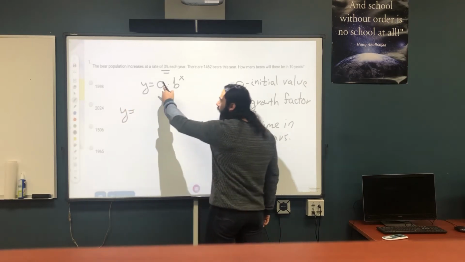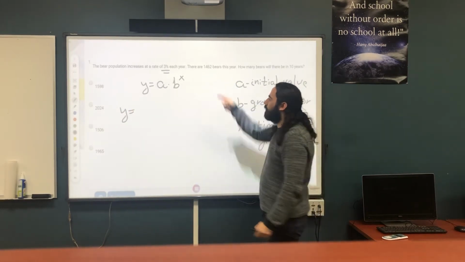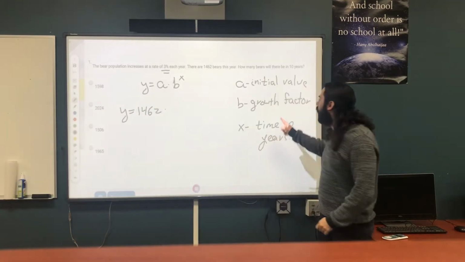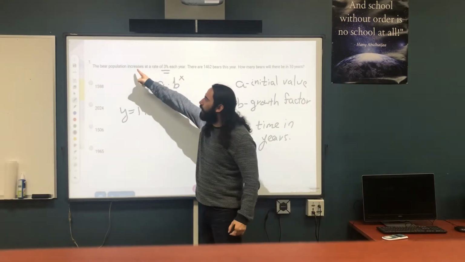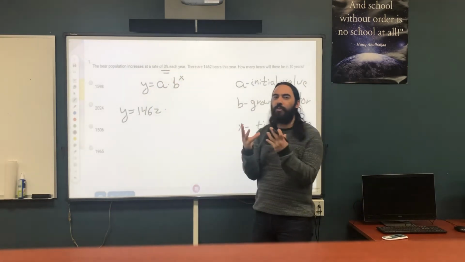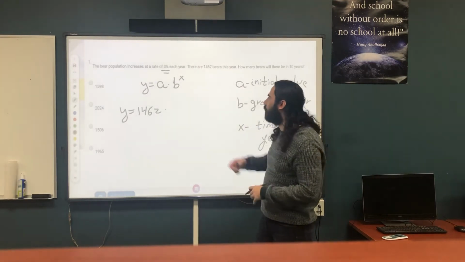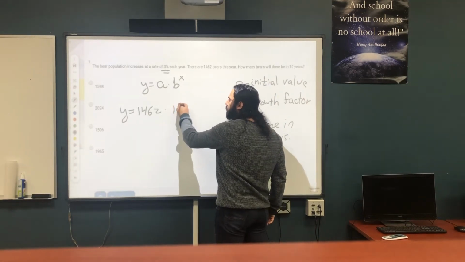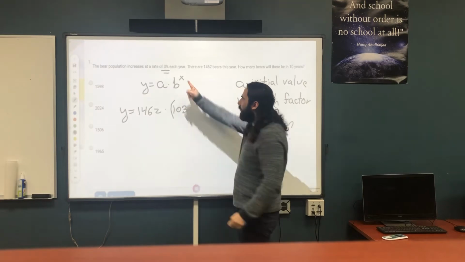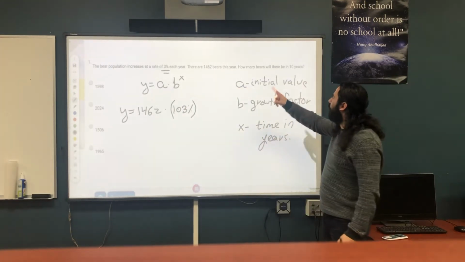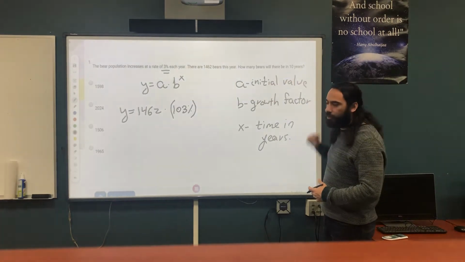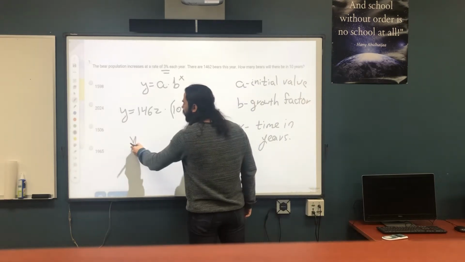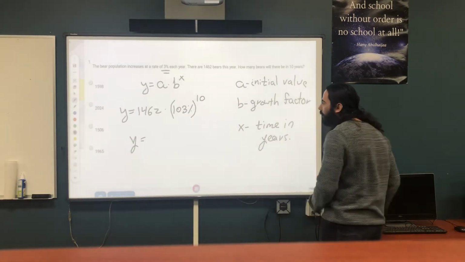So let's start with it. y equals, a is the initial value. The initial value is 1,462 bears, times b, the growth factor. The growth factor is how much? Increases at a rate of 3%. So the number of bears is getting bigger. In this case, we're going to add the 3% to the 100%, which is the whole, which is going to be 103%, to the power of x. x is the time in years. They want to know how many bears I'm going to have after 10 years, so I plug in 10. And of course, all you need to do is use the calculator and get the answer.